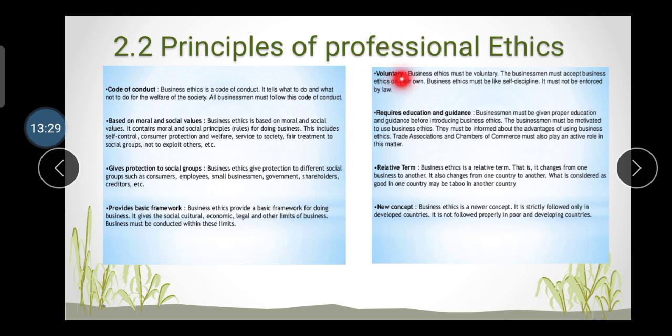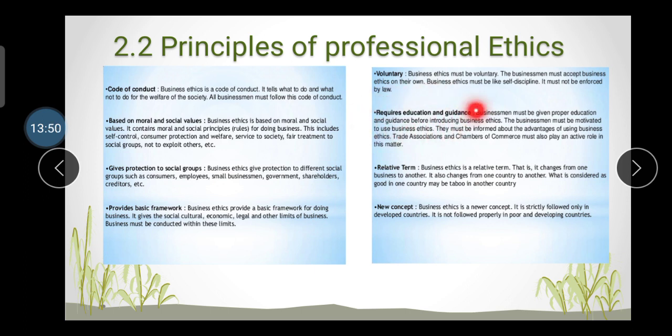Then voluntary. Business ethics must be voluntary. So the businessman accepts business ethics on their own, and business ethics must be self-discipline. It must not be enforced by law. Whatever the law provides to them, you should follow it voluntarily.